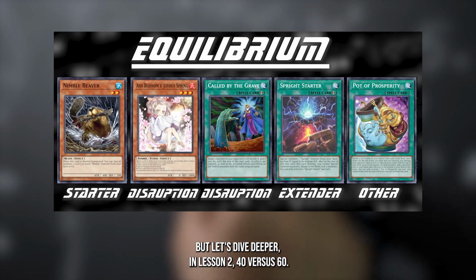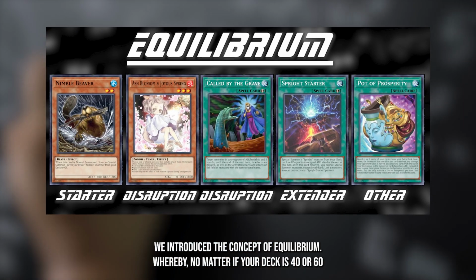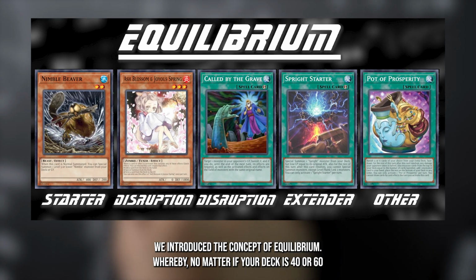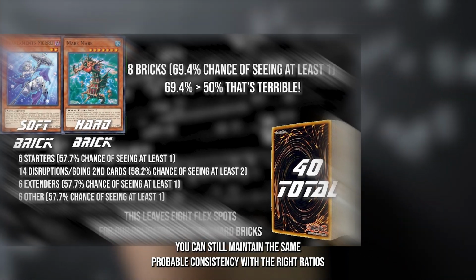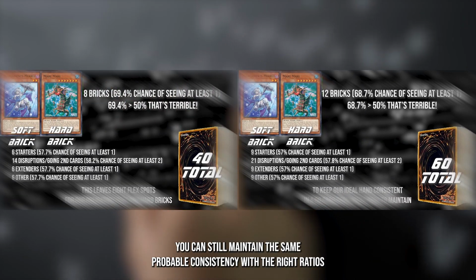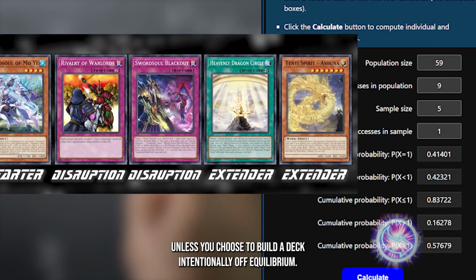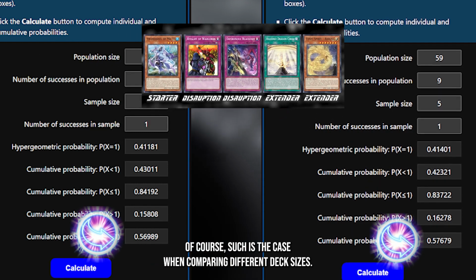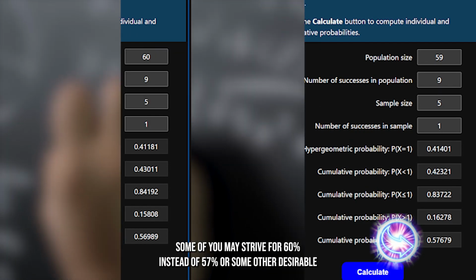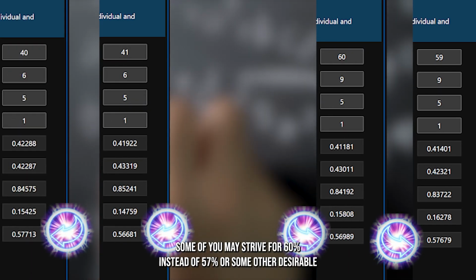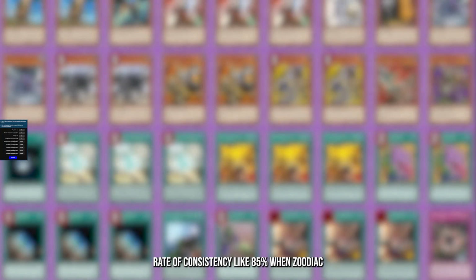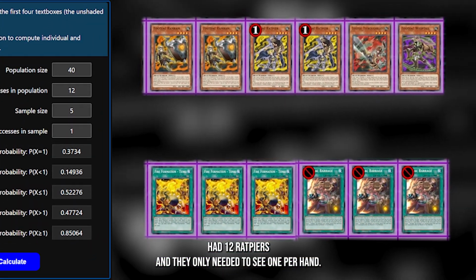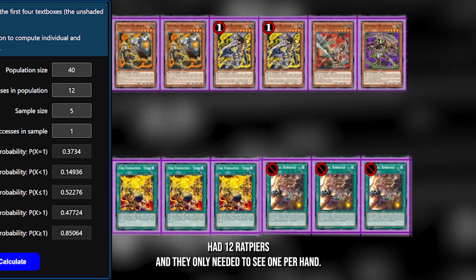In Lesson 2, 40 versus 60, we introduced the concept of equilibrium, whereby no matter if your deck is 40 or 60, you can still maintain the same probable consistency with the right ratios, unless you choose to build a deck intentionally off equilibrium, of course. Such is the case when comparing different deck sizes. Some of you may strive for 60% instead of 57%, or some other desirable rate of consistency, like 85%, when Zodiac had 12 rat peers and they only needed to see 1 per hand.